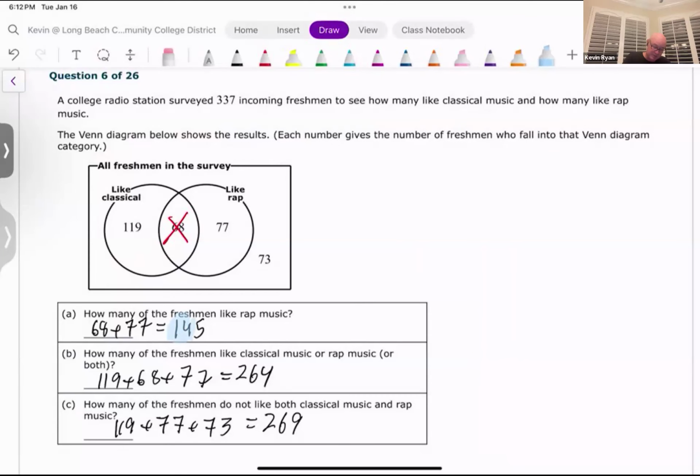By the way, if you see me make a mistake, please speak up. Try to be as accurate as I can here. Any questions there?